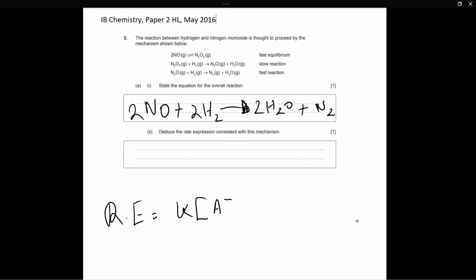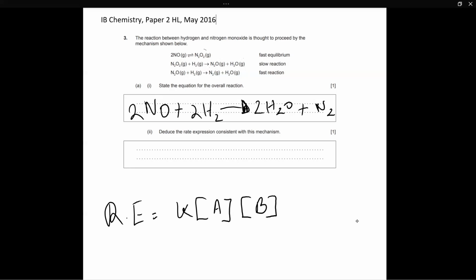times the concentration of substance A raised to the power of whatever its coefficient is. If its coefficient is 2, it is raised to the power of 2. For example, like NO, it would be NO squared. Whereas if there's just no coefficient, it's raised to the power of nothing, times the concentration of substance B. There could be substance C, D, E, whatever, right? We could keep going. This is the general template for rate expression.